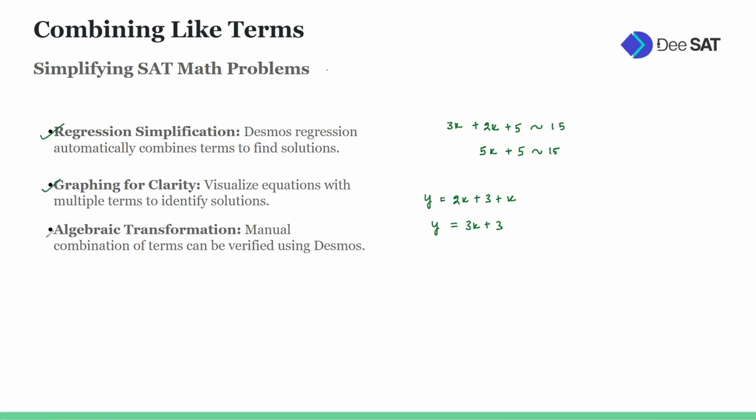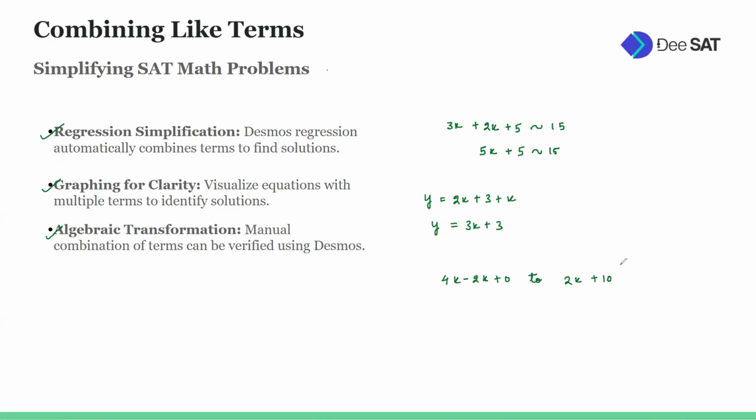The third one is algebraic transformation. If you manually combine like terms, Desmos allows you to verify your work by inputting the transformed equations. For example, if you simplify 4x minus 2x plus 10 to 2x plus 10, it will give you the same graph.